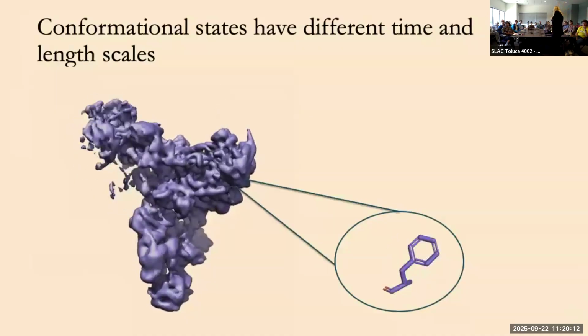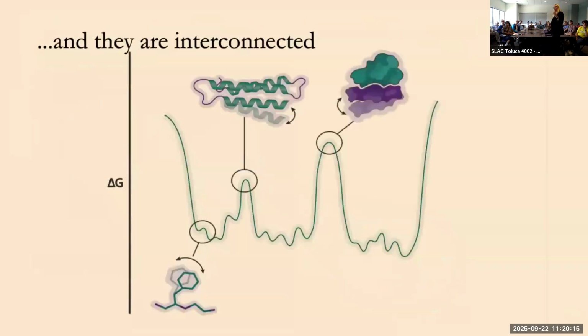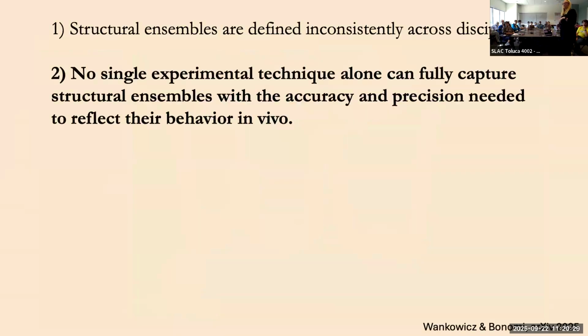But at the end of the day, to translate this all to biology, they're all interconnected. They all depend on each other, they're hierarchical, and each piece relates to different functions that the proteins are doing. There's also the point that no single experimental technique alone can fully capture these ensembles with the accuracy and the precision that we need to reflect their behavior in vivo.